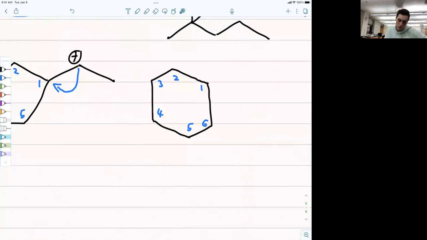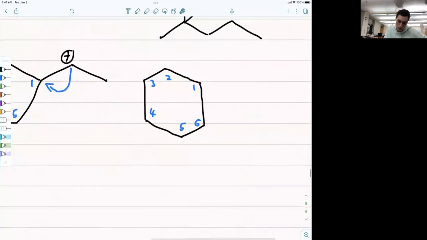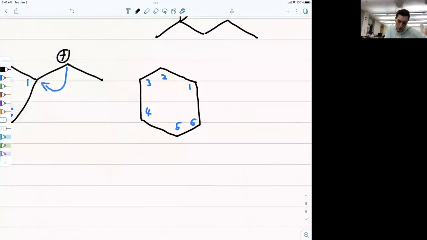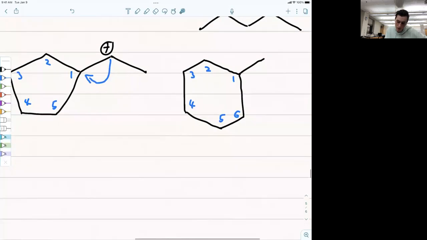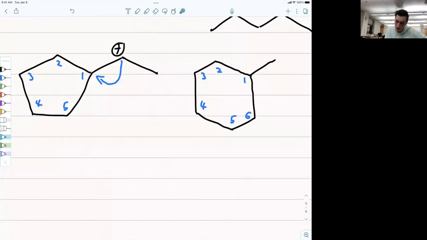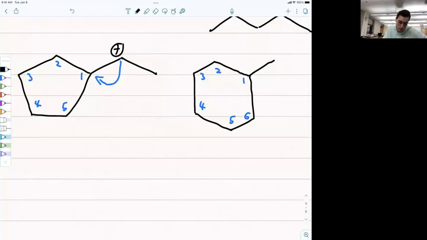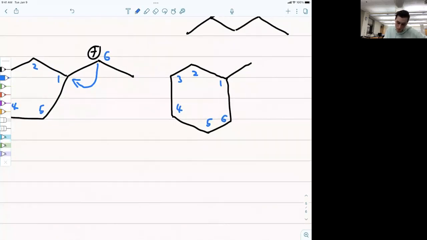Hold on. Yeah. So I'm now going to have on my number one, I'll still have my substituent. But if I look into these carbons, before I had, and then I'll label this one too. One second, actually.